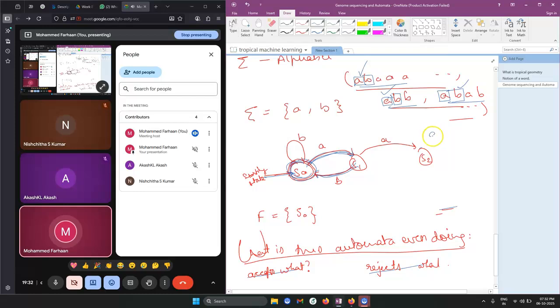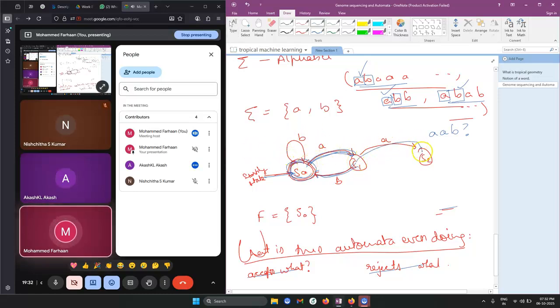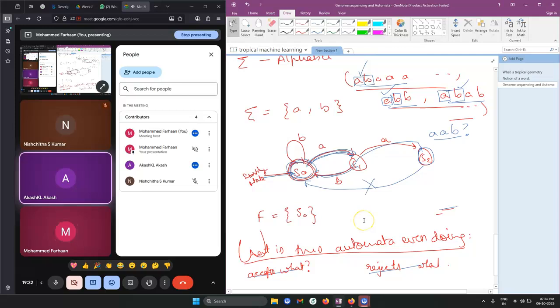Now I'd like to ask AAB. Is it accepted or rejected? It's rejected. That's right. Because the second it goes over here and then goes over here, there's no way for it to go back over here, and hence your word AAB is rejected. In case S2 is a dead state here.